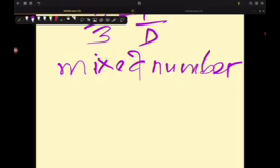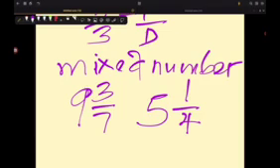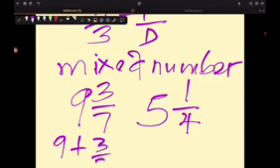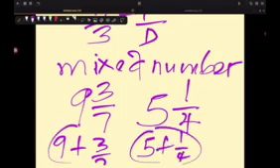A good example of this is, let's assume I have 9 whole number 3 over 7, or I have 5 whole number 1 over 4. And note that this is made up of 9 plus 3 over 7. That's what it means. While this one is 5 plus 1 over 4. It is a combination of whole number and proper fraction.